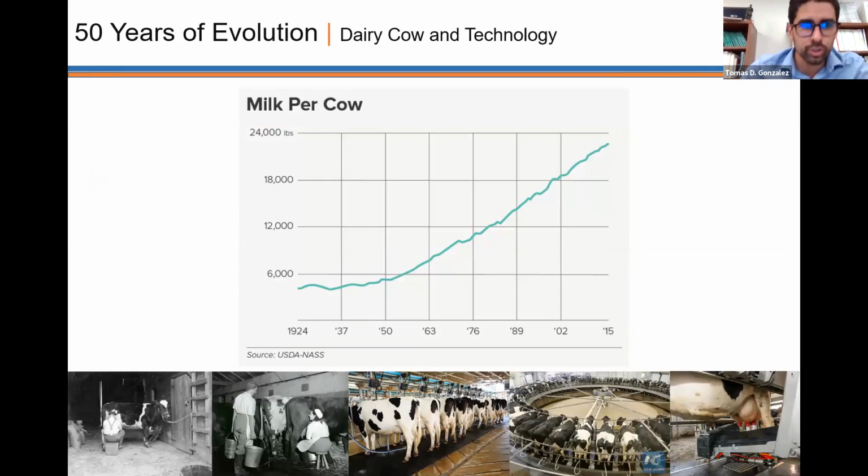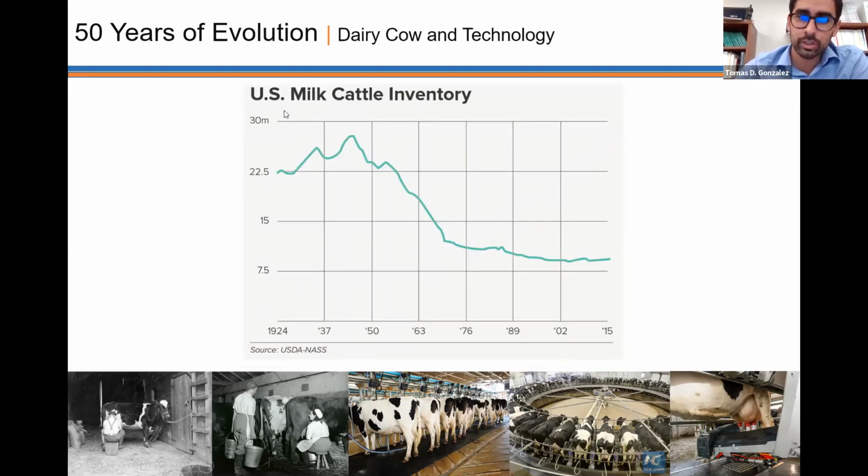The first thing I'm going to show is the evolution of the cows in the last 50 years. In this graphic and the next three graphics, you'll see the years on the x-axis, and in this case how much milk is produced. You can see that milk production in dairy cows has had a really exponential increase in recent years.